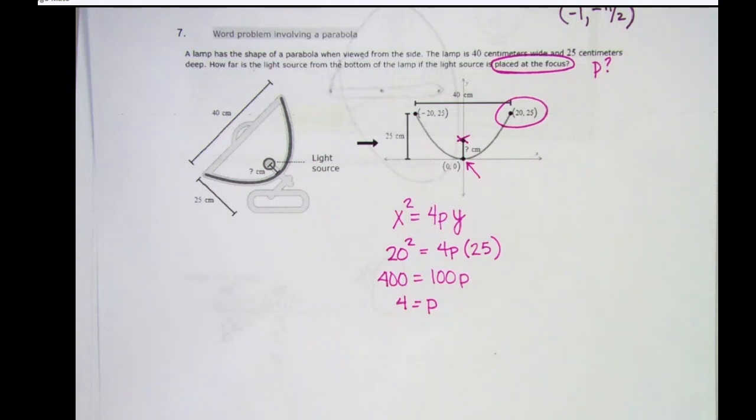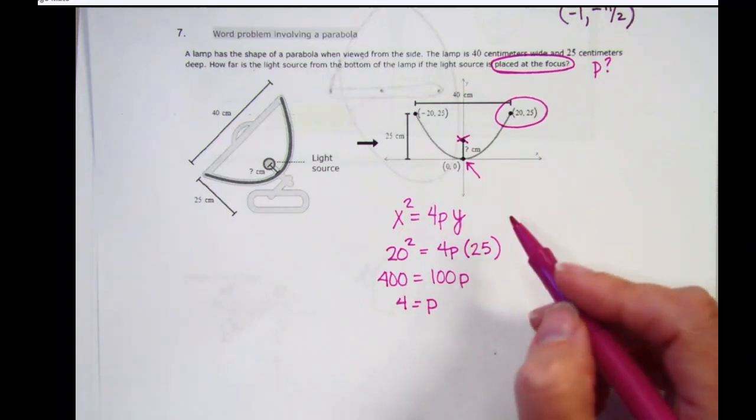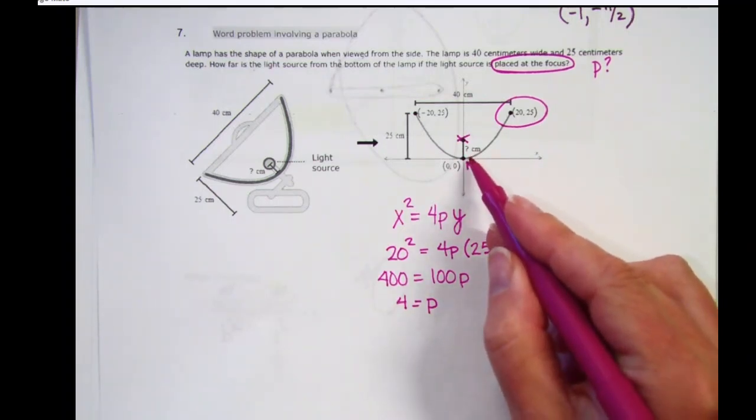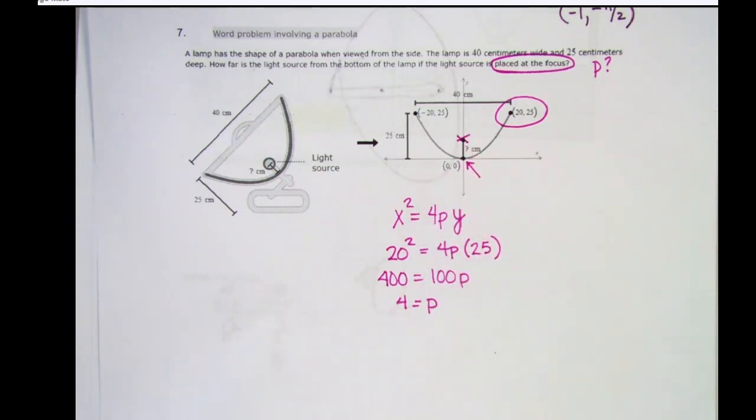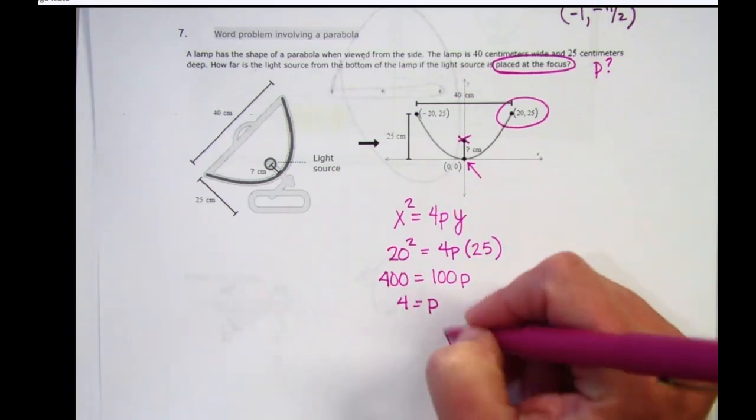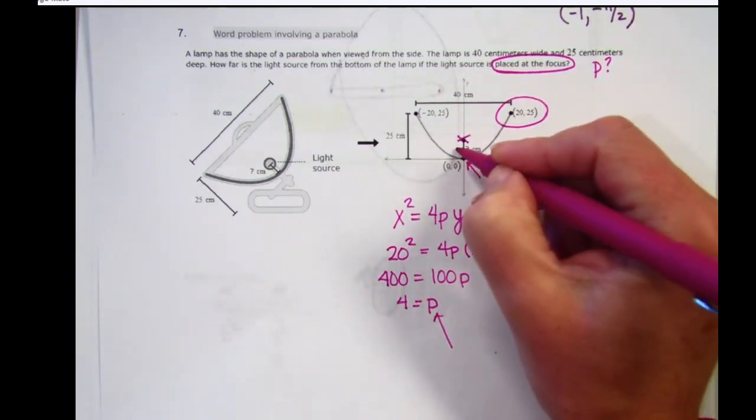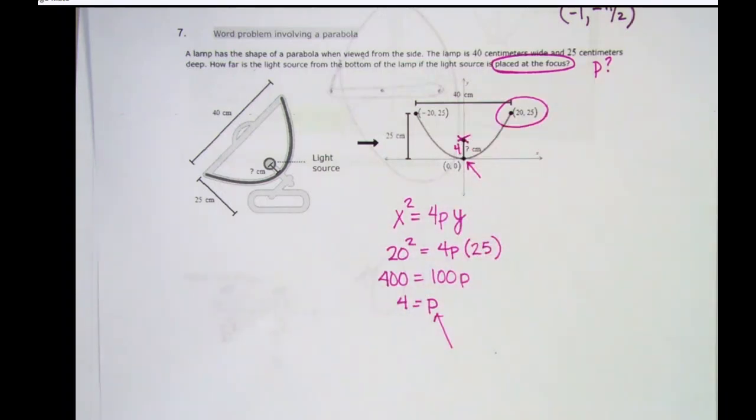It wanted us to know how far away it is. How far away is it? 4. How far is the light source from the bottom of the lamp? We just solved for P. So from 0 to there is 4 centimeters. Wait, that's all? That's it. Wait, look. That wasn't 14 minutes, was it? It won't always be.